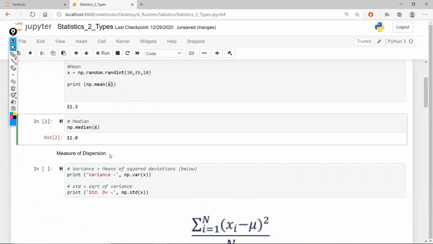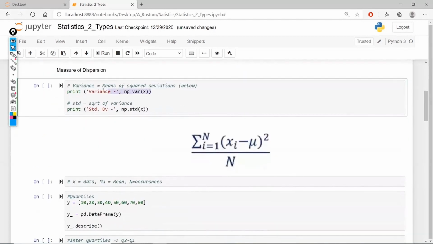And what is the measure of dispersion? As I was saying in the earlier video, we will discuss variance and standard deviation with the help of a formula. As you can see, the formula for variance is given here: summation of i equal to 1 to n, (xi minus mu) whole square, divided by n. What is x here? X is basically data, mu is the mean, and n is the number of occurrences.